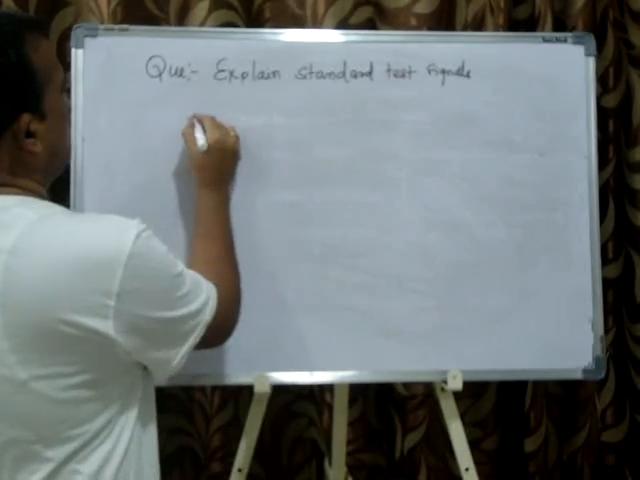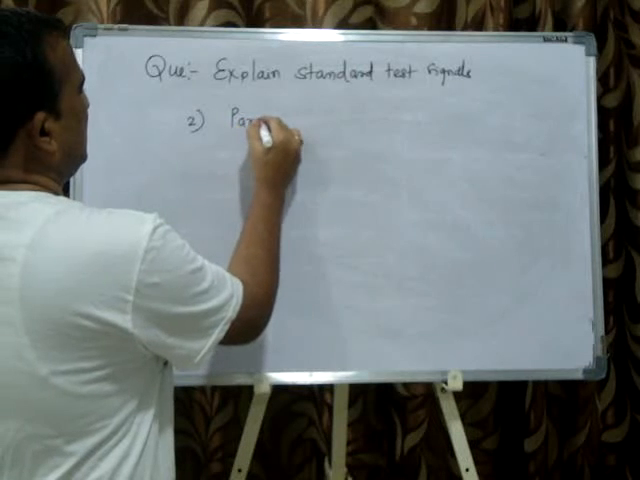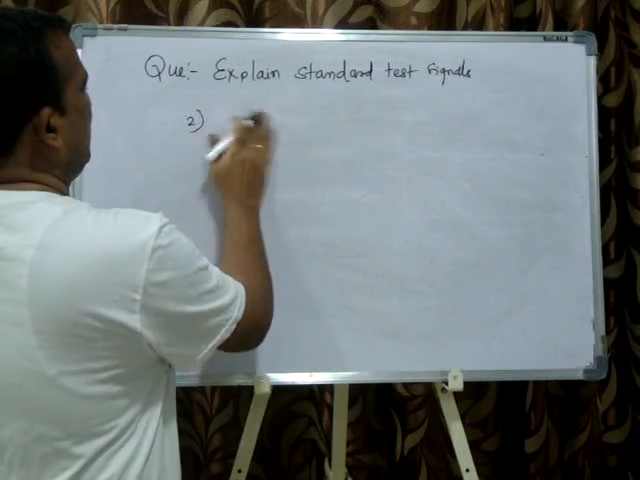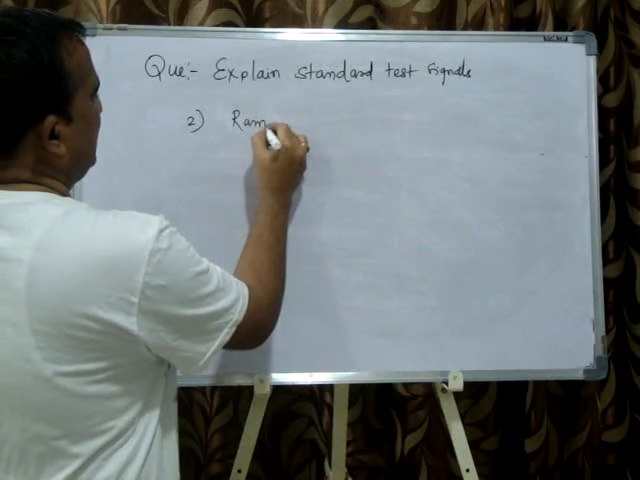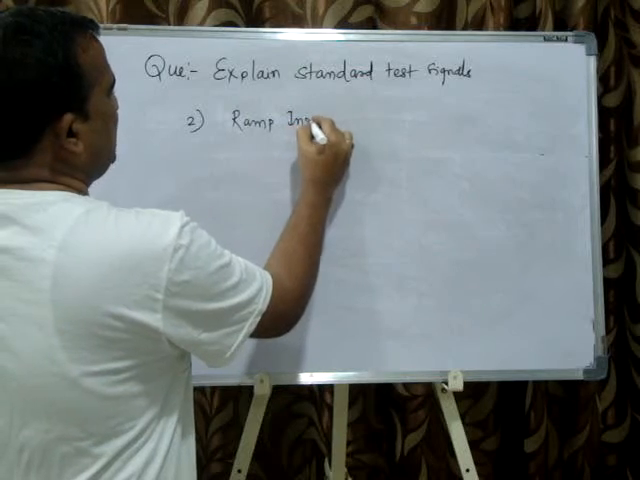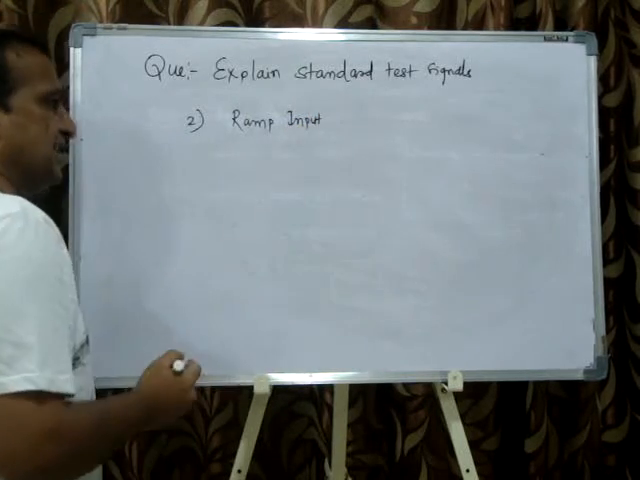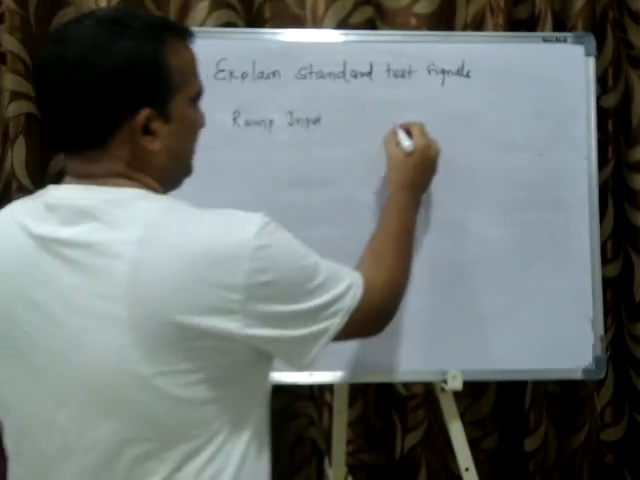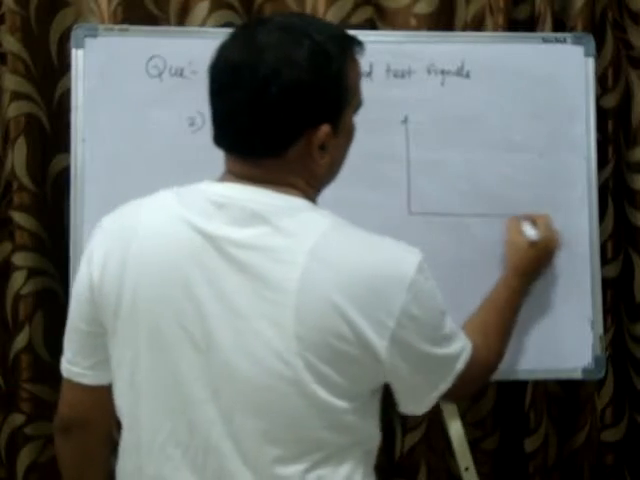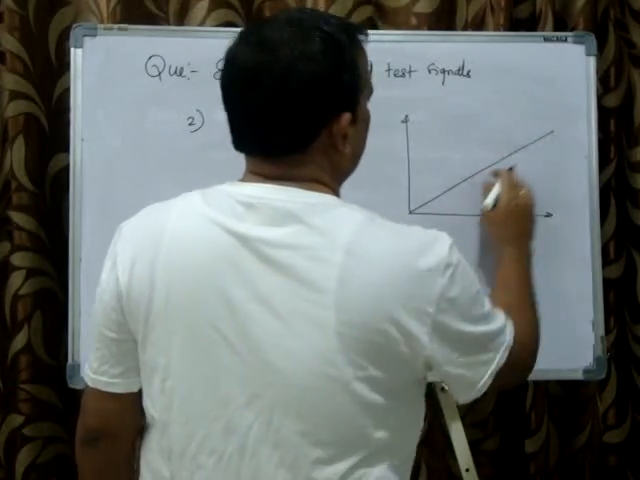So the second one is called ramp input. After that there is parabolic. Ramp input. Ramp means what? The slope goes on increasing in a linear fashion. So this is called a ramp.